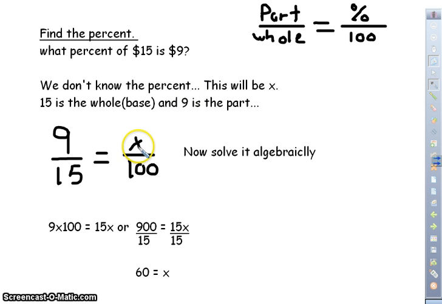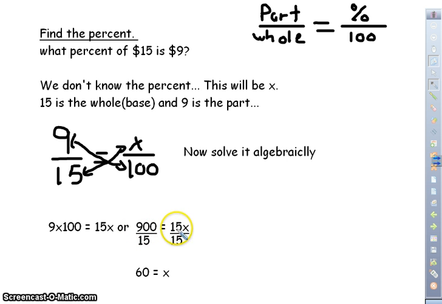That is your variable X using our formula that was given: part over whole, which is the base, and then percent over 100. Now solve it algebraically. So you simply cross multiply, going from 9 to the 100. So 9 times 100, and then 15 times x, which is going to give you 15x, or you would simply write it as 900 equals 15x.